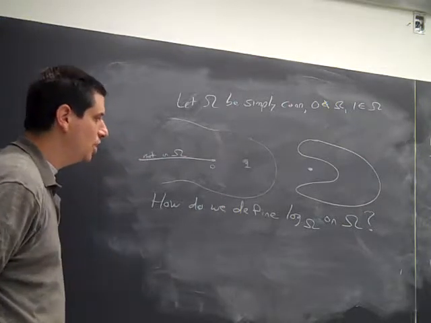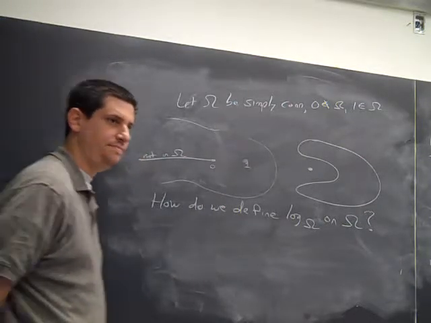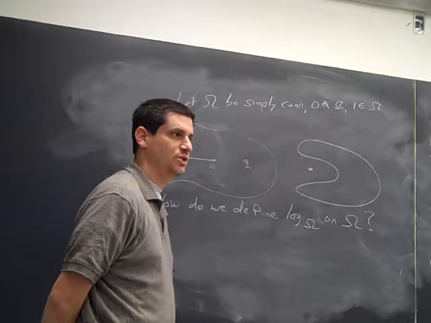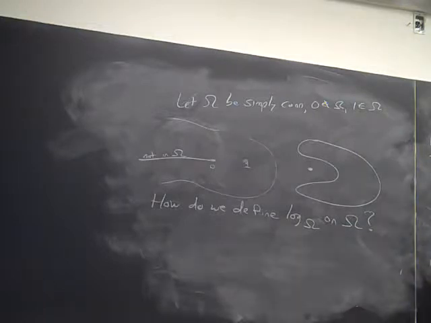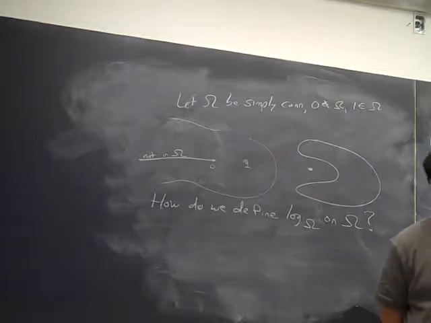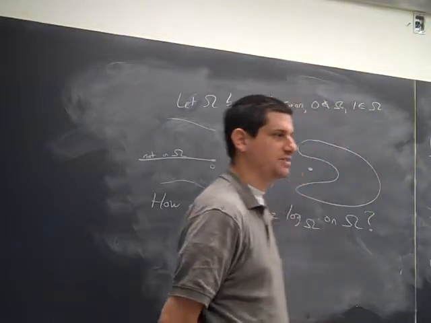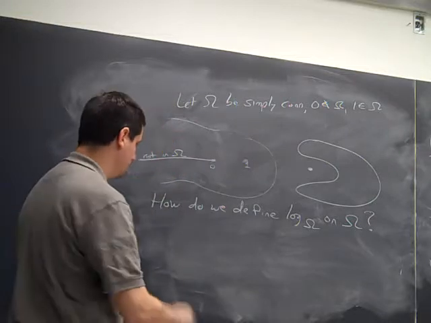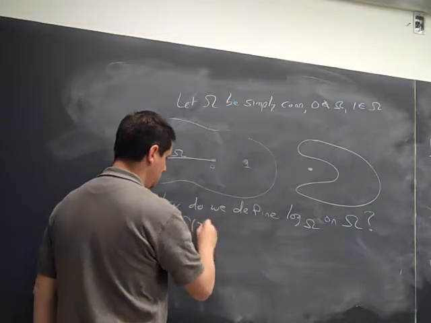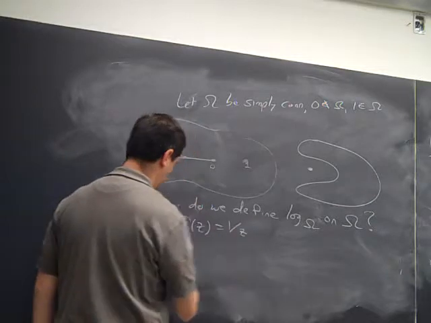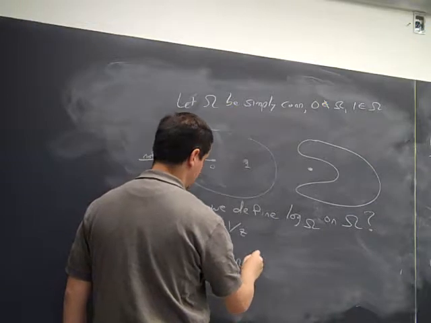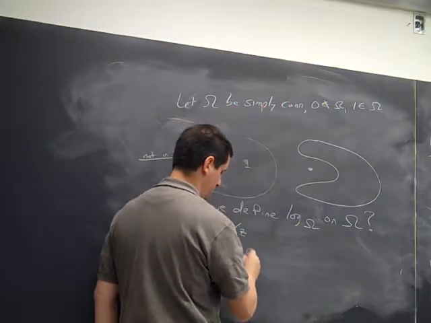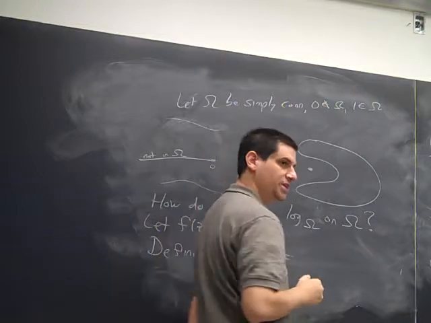So how would we define the logarithm? Whenever you're stuck, go back to calculus, go back to things you've seen earlier. How is the logarithm defined? The antiderivative of what? 1 over x. So log of x is the antiderivative of 1 over x. This suggests how we should define the logarithm. Let f of z be 1 over z. Define the log sub omega of z to be the antiderivative.